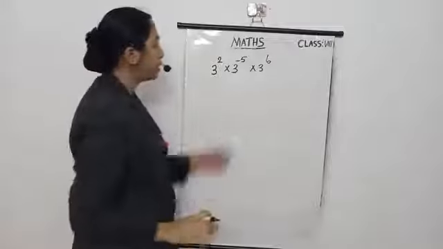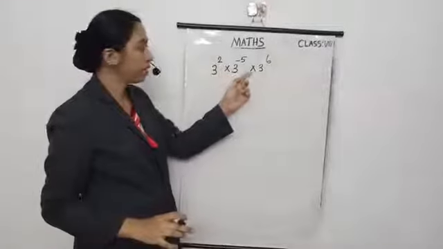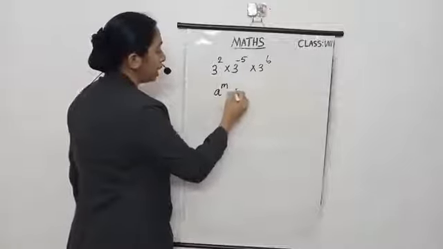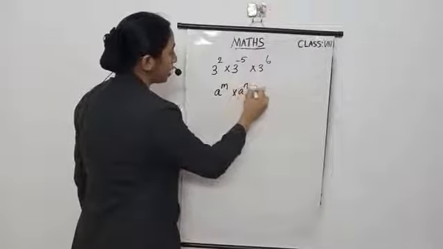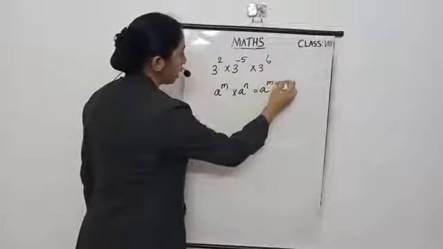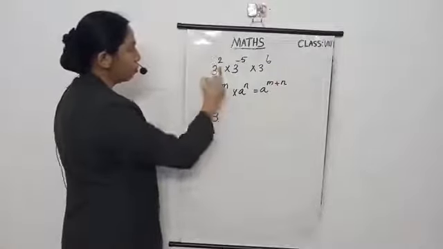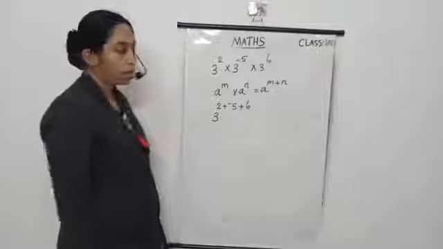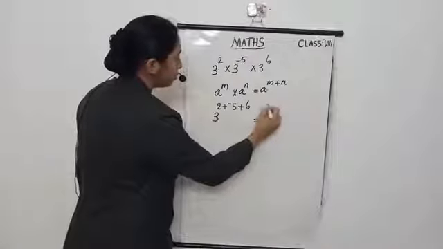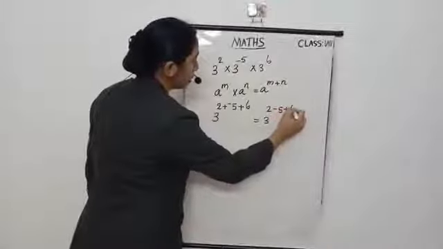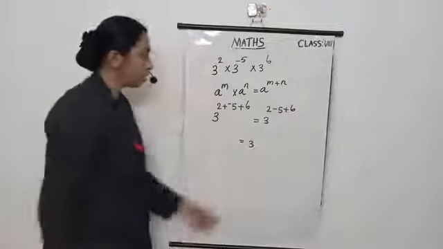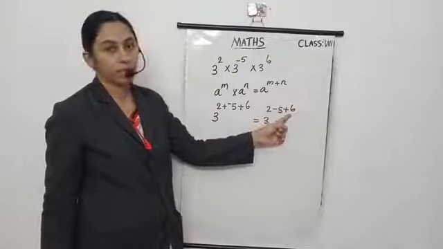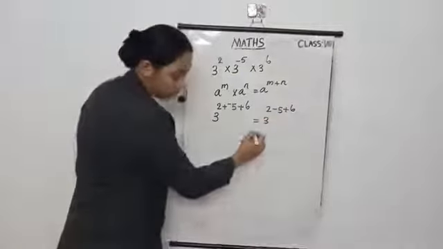Now the third question, 3 raised to 2 into 3 raised to minus 5 into 3 raised to 6. Here also the same base. So we use a raised to m into a raised to n equals a raised to m plus n. That is 3 raised to 2 plus minus 5 plus 6. Equal to 3 raised to 2 minus 5 plus 6, equal to 3 raised to 2 minus 5 minus 3, minus 3 plus 6, 3. So 3 raised to 3.